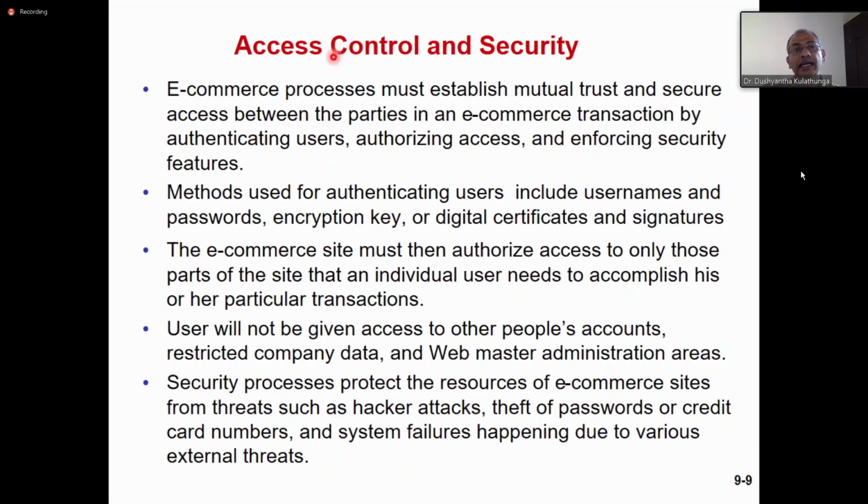Now here, under access control and security, three main areas are highlighted when it comes to e-commerce transactions. One is authenticating users, the other one is authorizing users, the third one is enforcing security features. These are three separate things that we should focus on. So we should realize that authenticating is different from authorizing. They are not similar things. Authenticating and authorizing are two different things which we have to focus on in relation to our e-commerce operations.